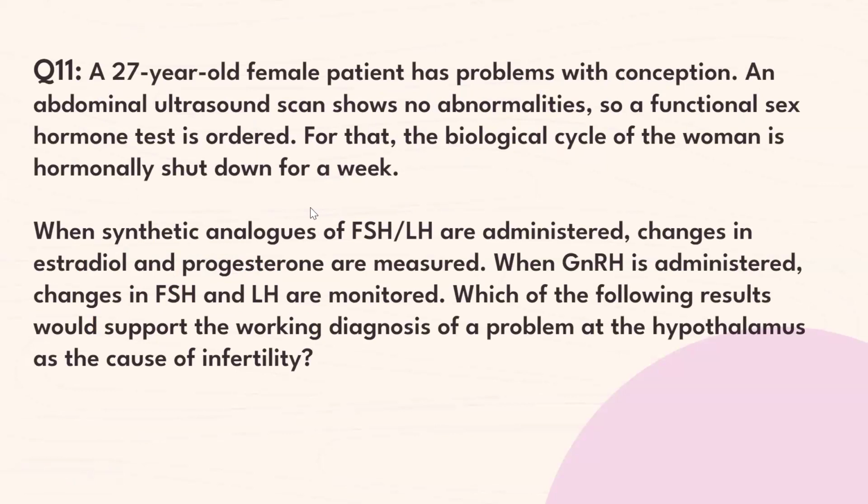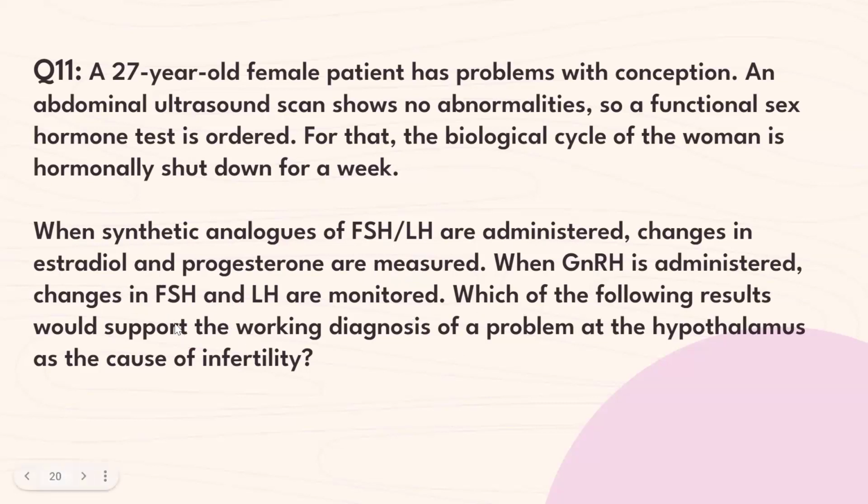And usually the way that that works is that you inhibit the GnRH. When you don't have any GnRH, you don't have any LH and FSH, you don't have any estrogen or progesterone, and so your menstrual cycle is halted for that time. When synthetic analogs of FSH and LH are administered, changes in the estradiol and progesterone are measured. When GnRH is administered, then changes of these are monitored.